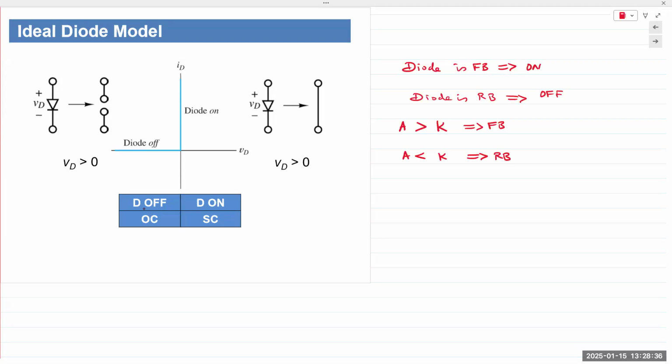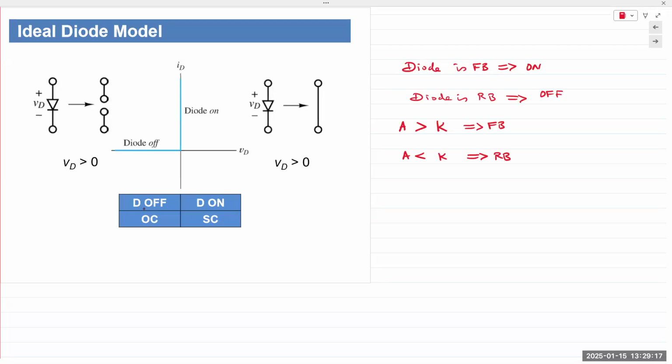VD is always taken with positive reference at the anode and negative at the cathode. ID, the same thing, positive at the anode, negative at the cathode. Simply stated, if you have a multimeter and somebody says go measure VD, or diode voltage, for diode number 3, the positive terminal of the multimeter would always go to the anode of the diode, and the negative terminal will always go to the cathode of the diode. That's all it means.